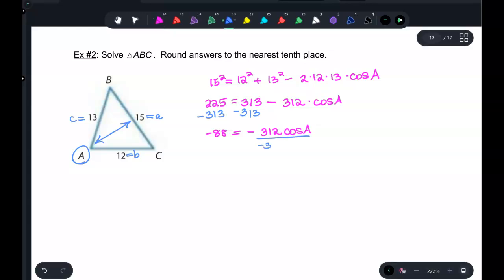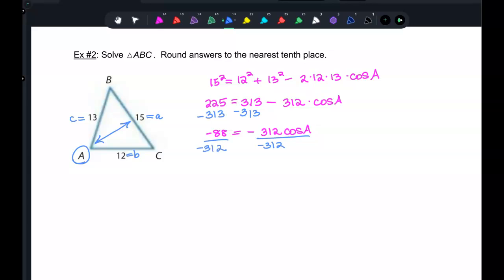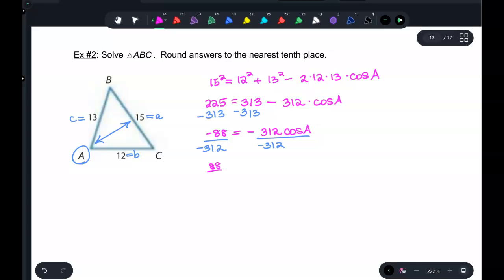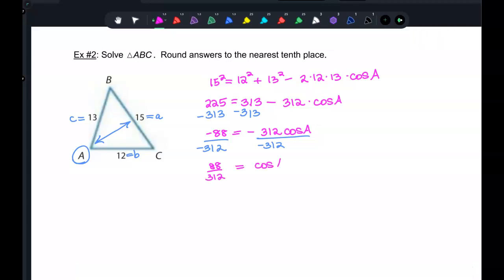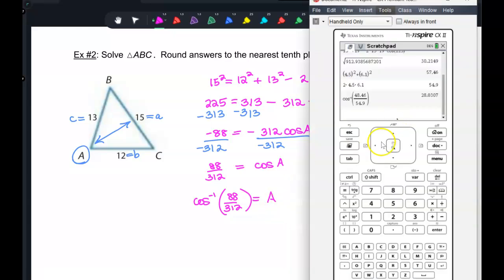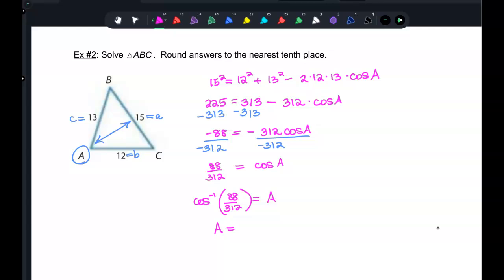We have to divide by 312. So we get 88 over 312 equals cosine of A. I'm finding the angle measure, so I know I'm going to have to do cosine inverse. So on the calculator, we will do cosine inverse 88 over 312, and I get 73.6. So angle A is 73.6 degrees.